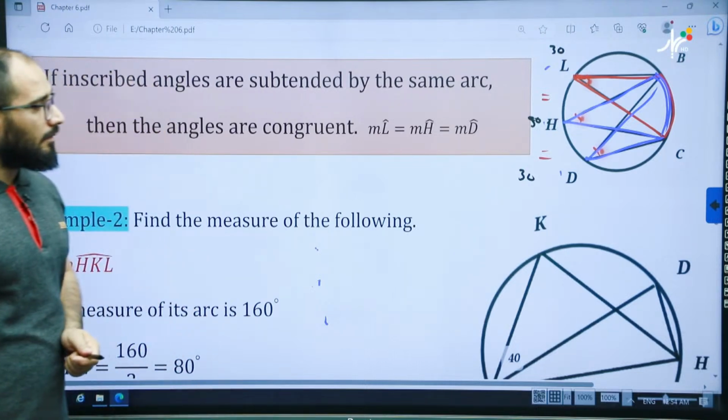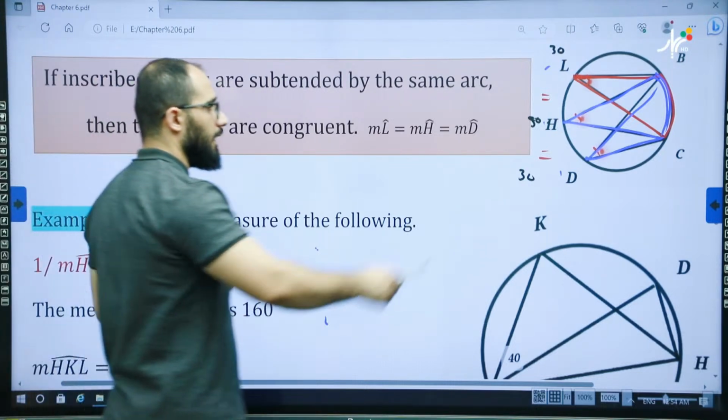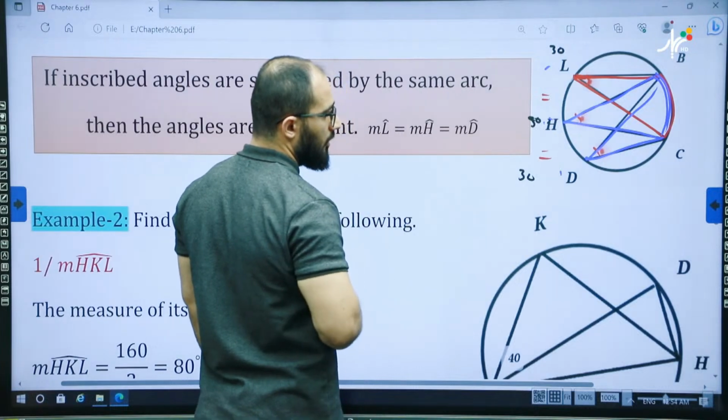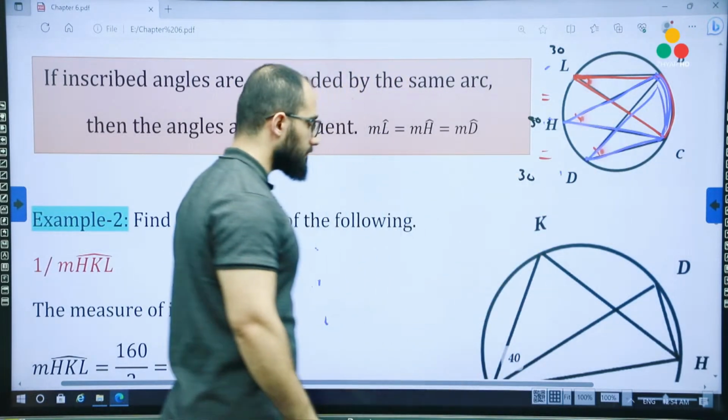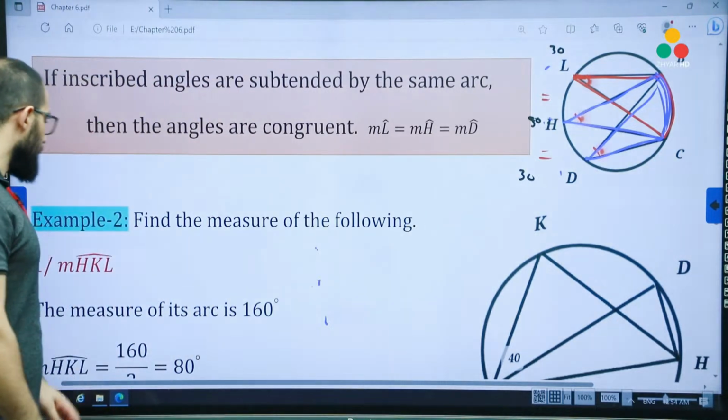They have the same measure. That's why the measures of L, H, D are equal, because all of them are subtended by the same arc. Okay, look at that example.